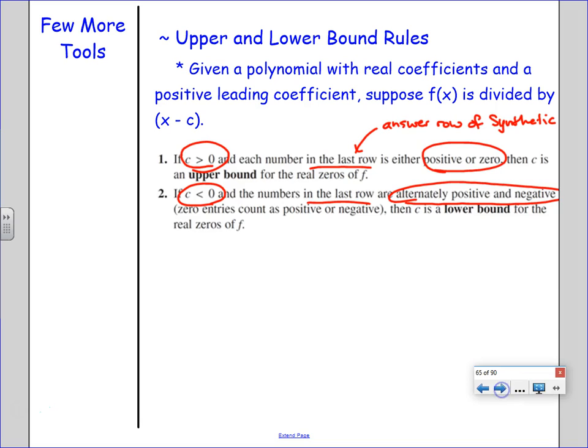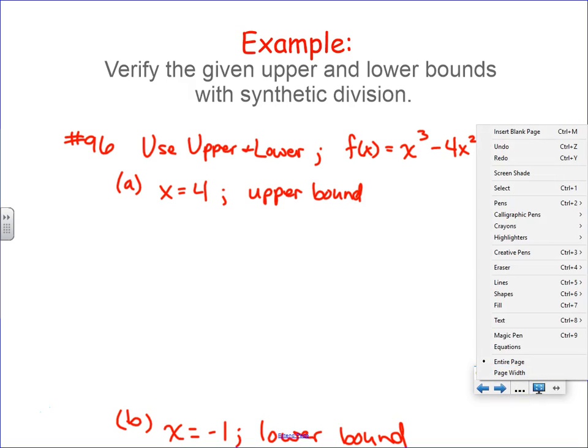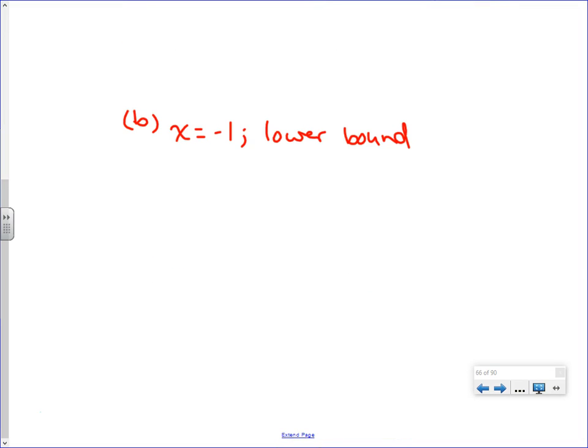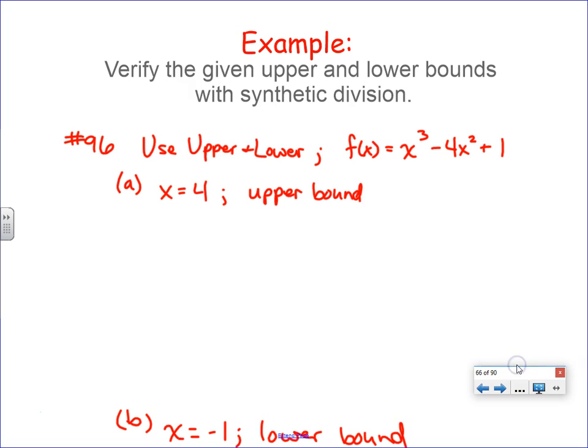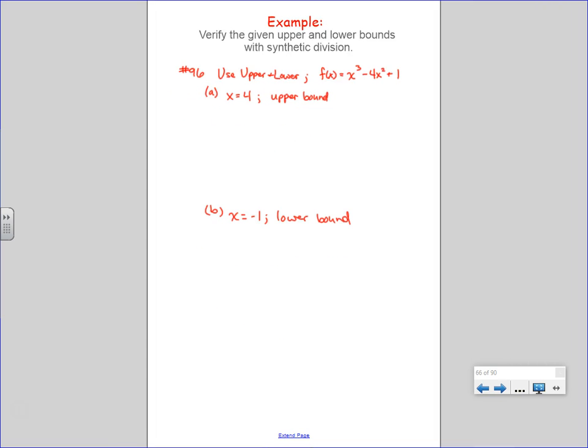So when we get to this example, it says verify the given upper and lower bounds with synthetic division. Now, they're telling you what's an upper bound, what's a lower bound. There could be many of them, in the sense that if you test 5 and it's an upper bound, and if you test 10, that'd be an upper bound too. It's saying stop, don't go any further. There's nothing else out there.